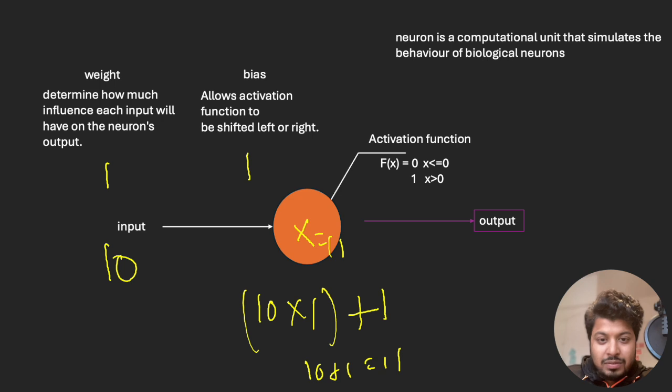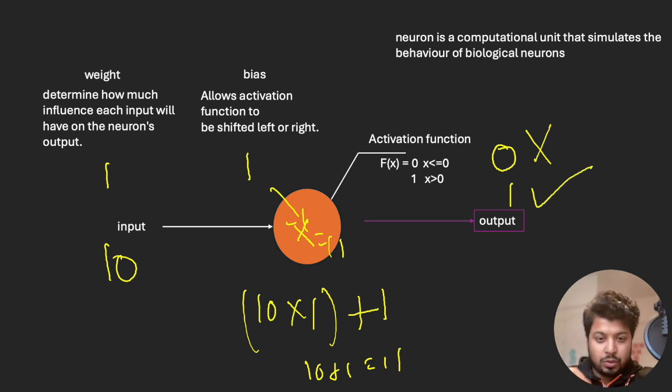On this x, we will apply an activation function. So what does this activation function tell? If x is less than or equal to 0, the output is 0, and if this x is greater than 0, the output is 1. It's very important to understand that if, after applying the activation function on this x, the output is 0, that means this neuron is not activated. If the output here is 1, that means this neuron is activated.